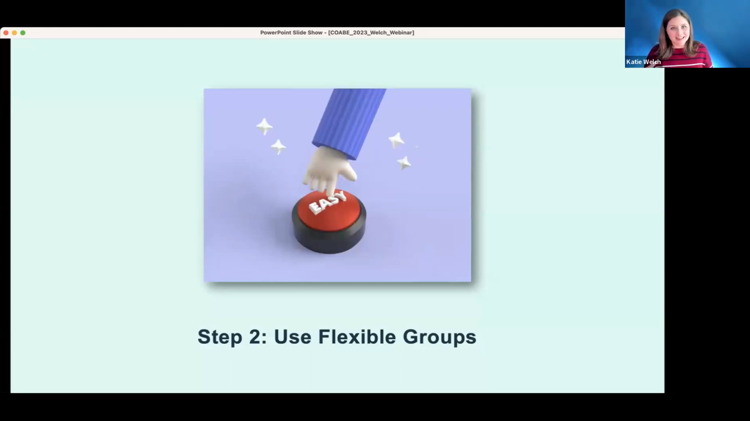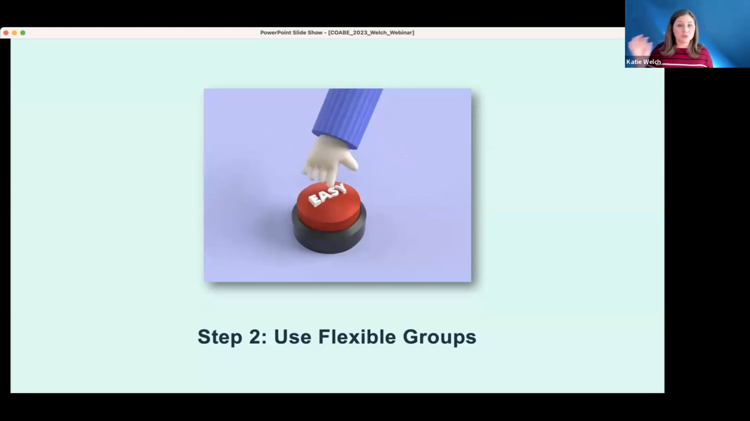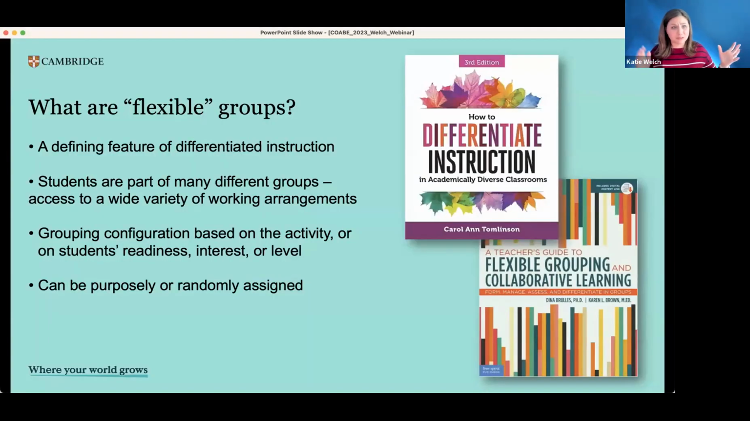But the next step is to use flexible groups. This is kind of the key of differentiation: not just use groups, but use flexible groups. That's a key distinction that Tomlinson makes in her research. So what's a flexible group? Well, it is when students are working in a lot of different group configurations. They have access to a wide variety of working arrangements. They're not always working with the same person or the same partner every time. And these groups can be based on many different criteria.